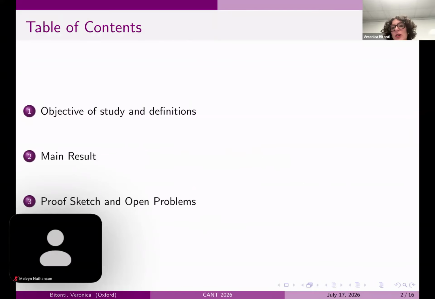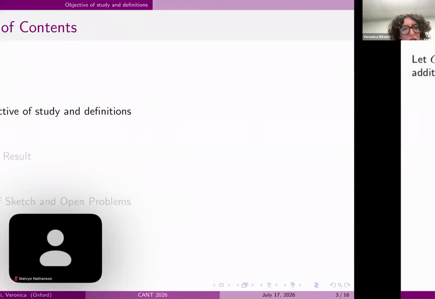So the way I wanted to structure this presentation is, first of all, I would like to give some main definitions and why we would be interested in these sorts of questions. After doing that, I will describe the main result of our paper, and then finally, I'll try to give some sort of proof sketch and open problems. Okay, so let's delve into this.